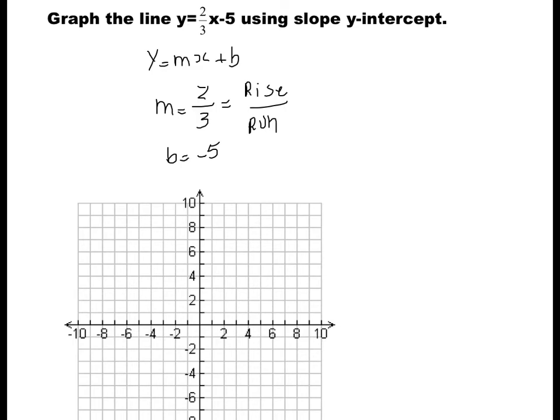The technique is simple. Start from y-intercept, which is -5, and using slope, either go up or down depending on the sign of rise. If it's positive, go up. If it's negative, go down. And then go right or left depending on the sign of run, which in this case is positive, so we have to go to the right.